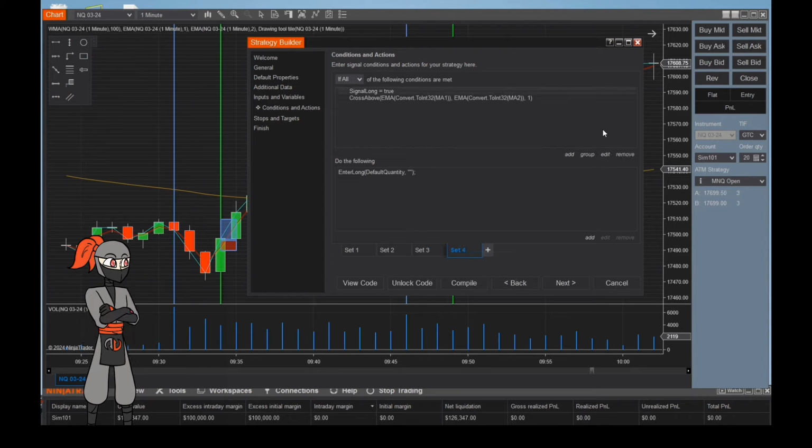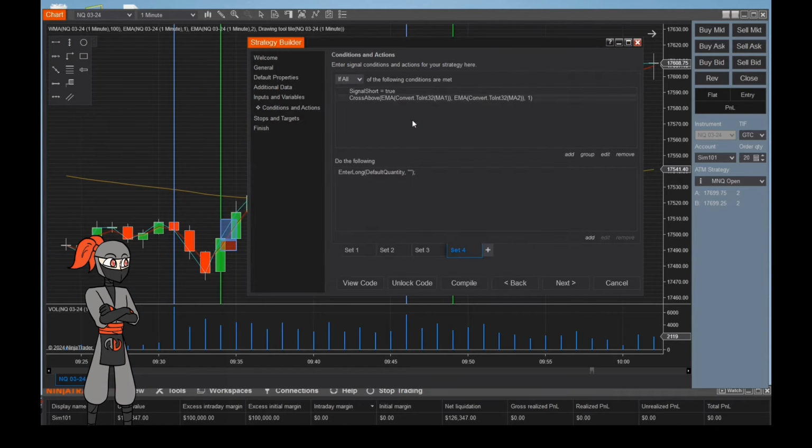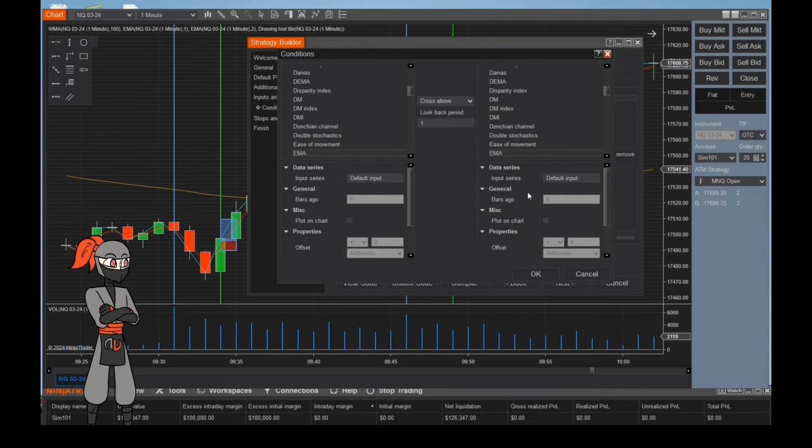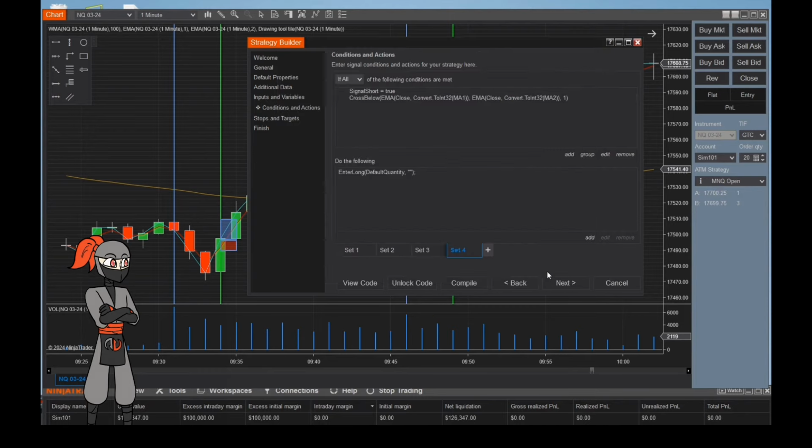Alright, moving on, we're going to duplicate our set 3 to see if we can go ahead and get our setup for our short trade. Fairly straightforward, we're just going to be essentially reversing the conditions, and that should be it. Alrighty, everything seems to be in place.